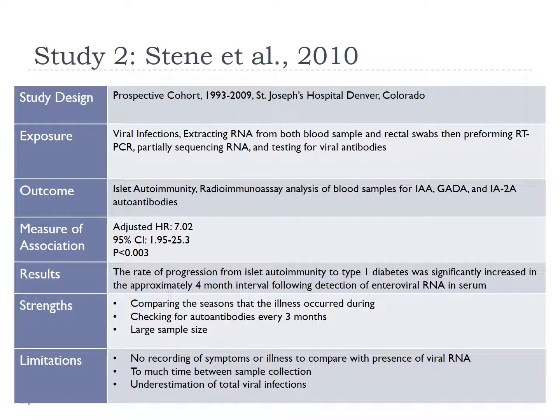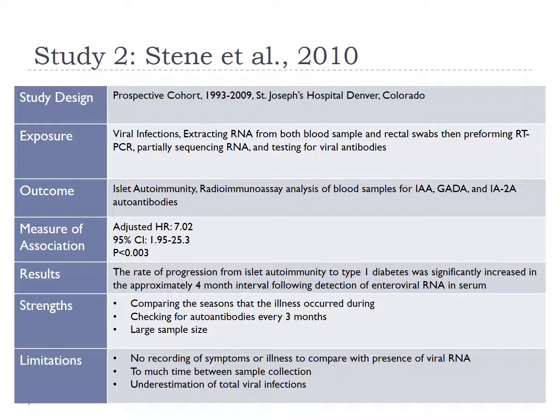The adjusted hazard ratio was 7.02 with a confidence interval of 1.95 to 25.3 and a p-value of less than 0.003. This is an extremely wide confidence interval, and this is most likely due to the way that they adjusted the hazard ratio, giving a very small sample size.